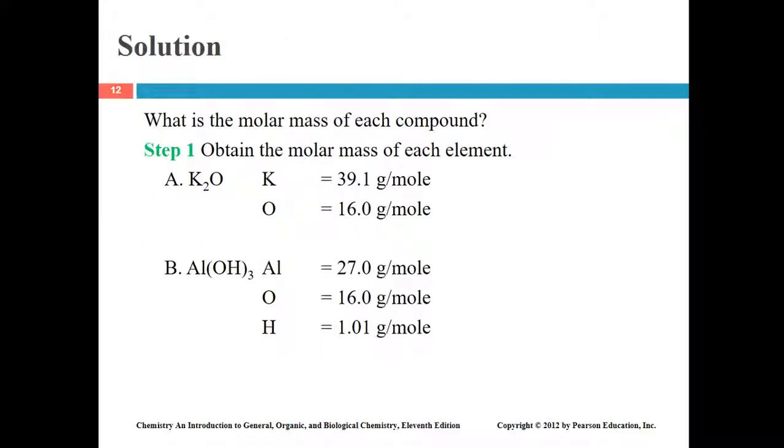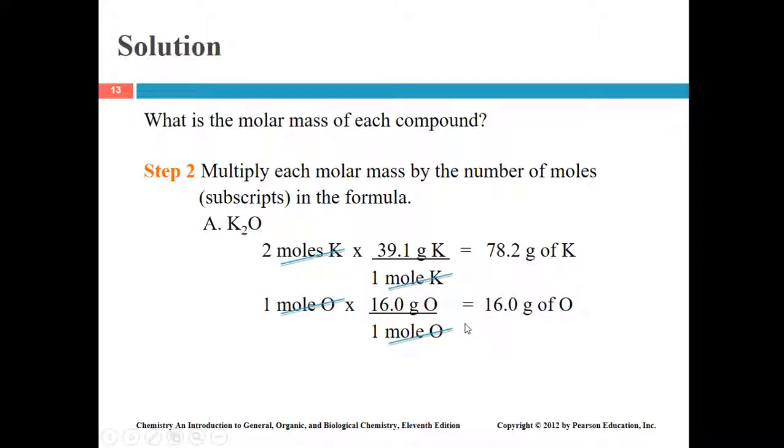So, we had K2O. First, we have to use the periodic table to look at the molar mass. K is 39.1 grams per mole, oxygen 16.0 grams per mole, aluminum is 27, oxygen 16, hydrogen is 1. Then step 2, we take our number, the subscript, and multiply it by our molar mass. So for every 2 potassium, we multiply by the 39.1 grams of potassium for every 1 mole of potassium. So we get 78.2 grams of potassium.